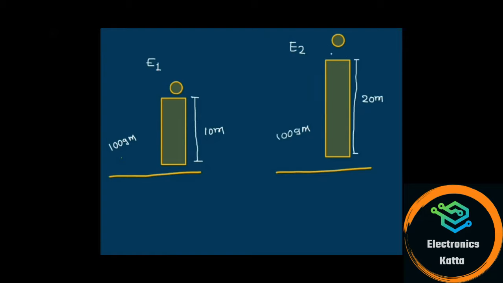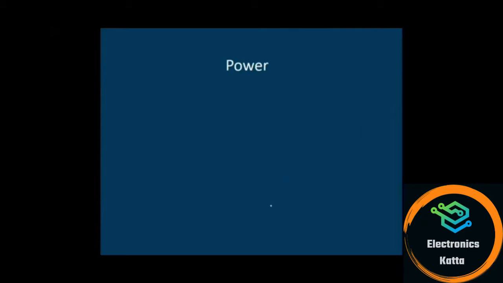We can compare this example with voltage. The higher the difference between the 2 points, or the higher the height of the building, the more energy is required to throw a ball. Likewise, the higher the potential difference between the 2 points, the more energy is required to move a charge from one point to another point. Let's see the concept of power in electrical circuits.